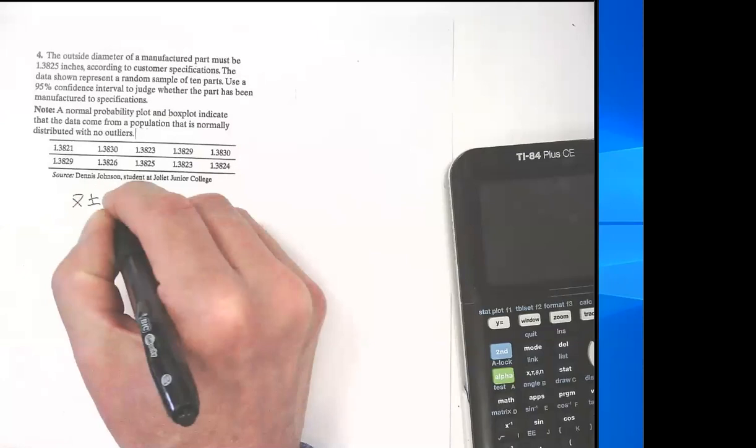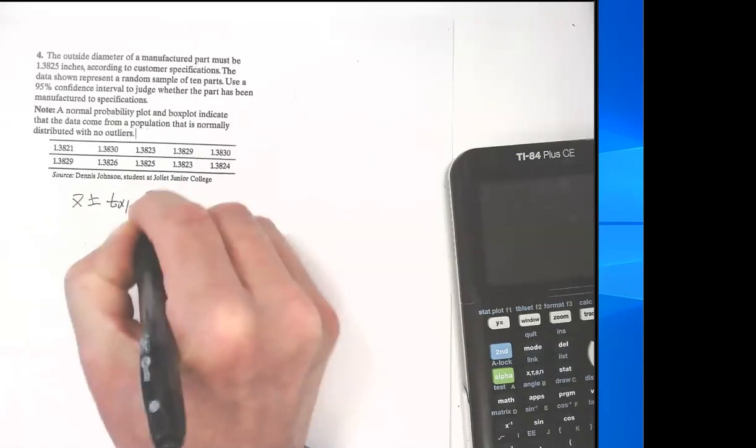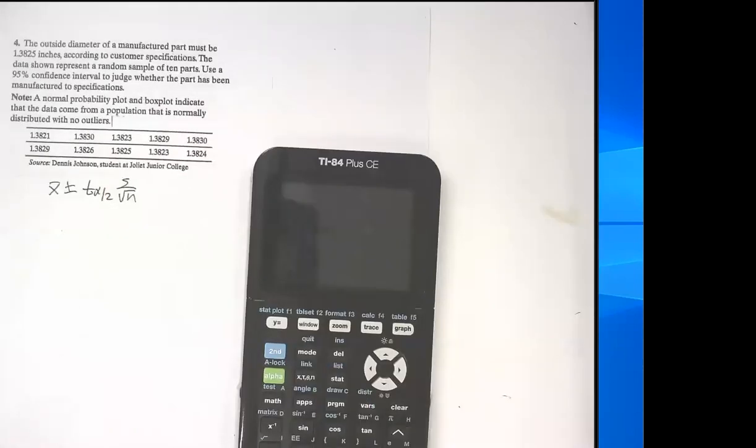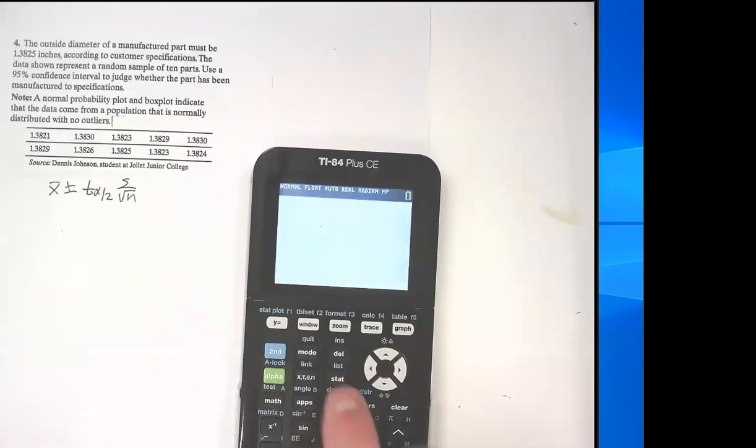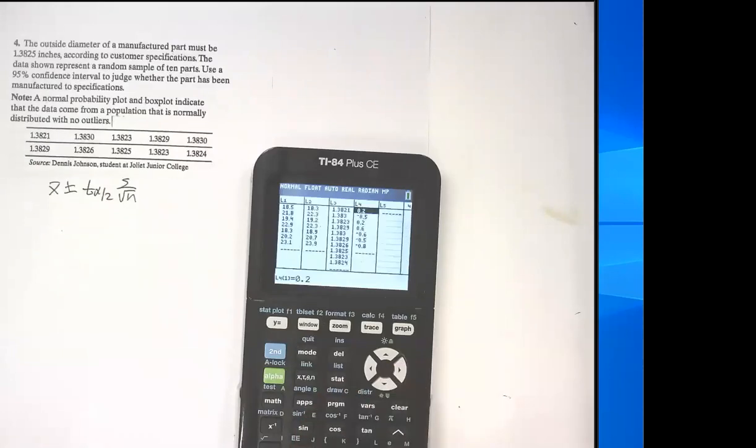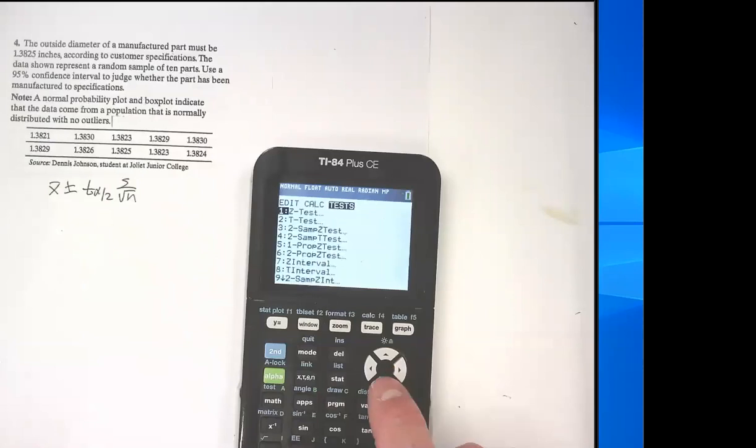So the confidence interval looks like x bar plus or minus t alpha over 2 s over root n. And I coincidentally had entered these values into list 3. And so we can ask the calculator to make a confidence interval, which I will do. T interval, data, we're in list 3, 95%.